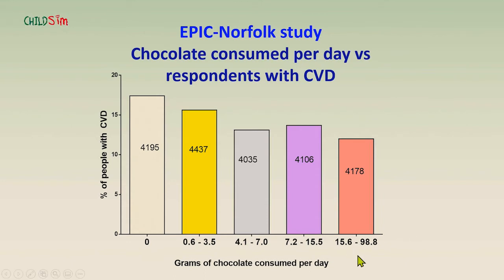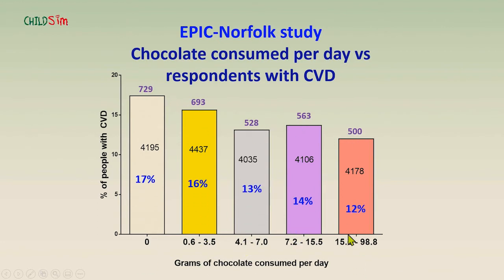These people here reported eating between 15.6 and 98.8 grams of chocolate per day. So 98.8 is like 3 bars of chocolate per day. So this is how many people reported eating from here, 15.6 to 98.8. So actually this is a very, very varied group. Okay, and this is the number of people in each group who suffered a cardiovascular event.